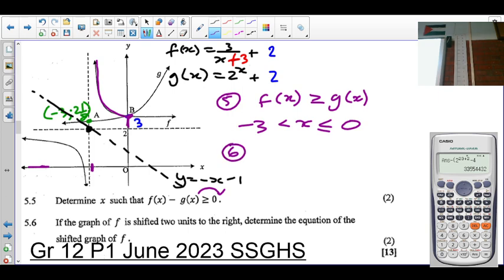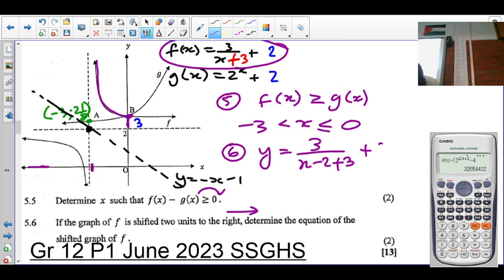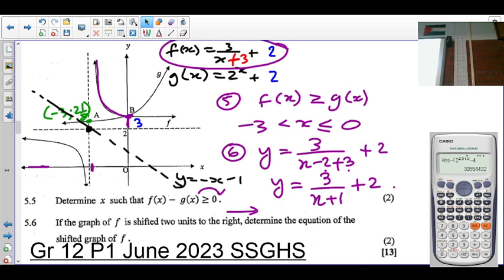And then the last question, question 6. If the graph of f is shifted 2 units to the right, so I must subtract on the x there. Remember, it's the f of x graph, so is that one in question. So y is equal to 3 over. It's moving 2 units to the right, so I must subtract 2. So x minus 2 plus 3. Determine the equation of the shifted graph of f. So that remains the same. So the equation is y is equal to 3 over x minus 2 plus 3 is 1 plus 2. Okay, so that is the equation that they were looking for in question 6.